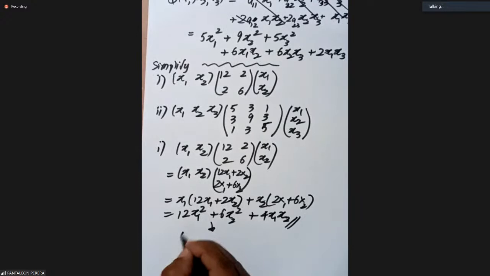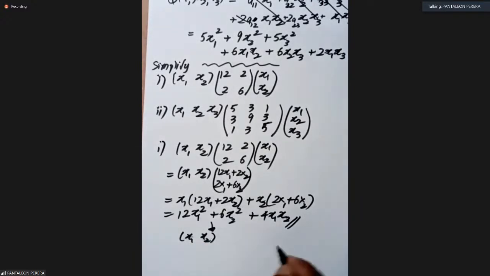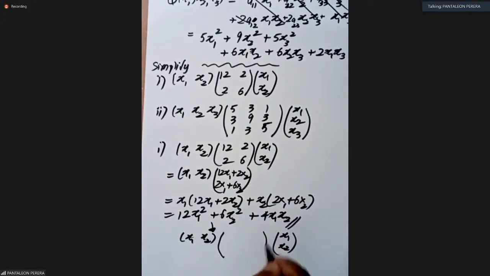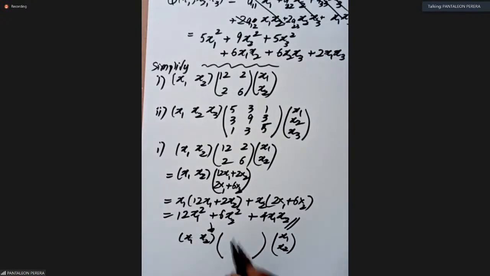Write it as a row vector. Write the variables as a column vector. Now you have to form this matrix, with positions 1,1, 1,2, 2,1, 2,2. So the 1,1 value goes with x1, x1.